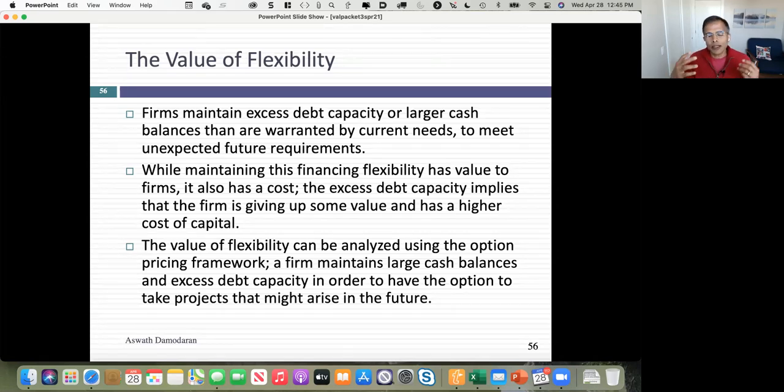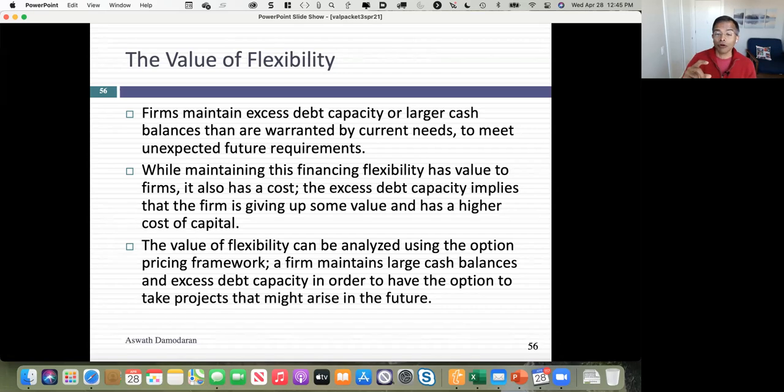And he said, well, in case a great project comes along, having this excess debt capacity is going to allow me to do that great project or the acquisition. I said, okay, I understand. You're making an options argument. You're saying, I'm holding back on going to the optimal because having that excess debt capacity will allow me to take this incredible project. And I actually tried to value financial flexibility as an option.